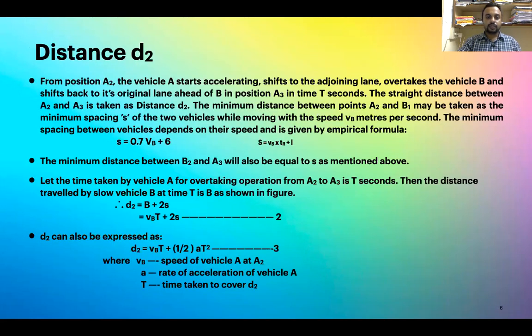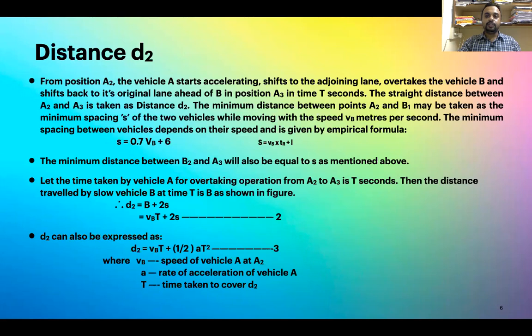Okay, so capital B is equal to the speed of vehicle B, that is VB, multiplied by capital T, because the vehicle B moves from B1 to B2, and the vehicle B takes capital T seconds. So VB into T is the distance covered by vehicle B, plus twice S. By using this formula, you will be able to get the value of D2.